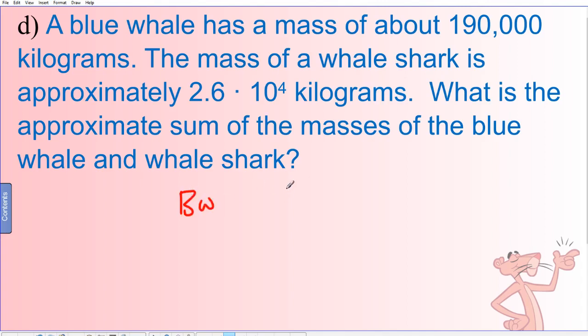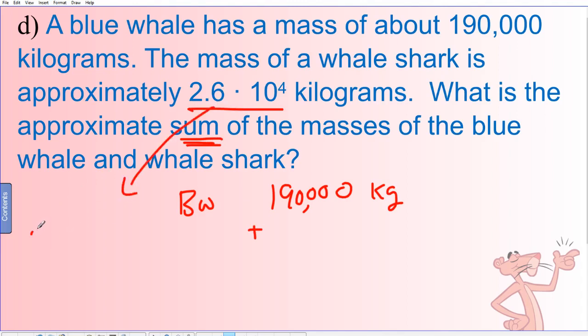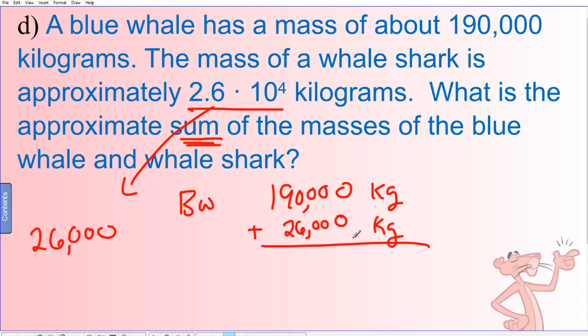Alright, so the blue whale has a mass of 190,000 kilograms. And we need to add, the approximate sum, the mass of this whale shark, which is 2.6 times 10 to the 4th kilograms. Now, I'm going to change this into standard form. So I need to move the decimal 1, 2, 3, 4 places. And if we add these things together, then that gives us 6, 9, 10, 11, carry the 1, that many kilograms.